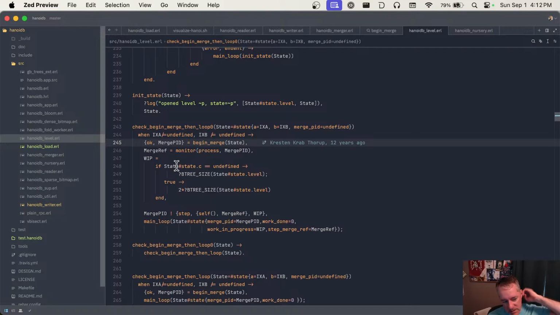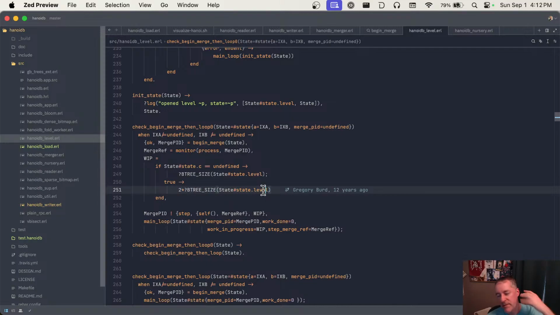All right, so this is saying if there's a C file, so that's this case, you need to be targeting a file of twice this size, twice the size of the current level, right? That makes sense because you want that to promote to the next level. If there is no C file, then you can, I guess, merge. This has to do with merges.